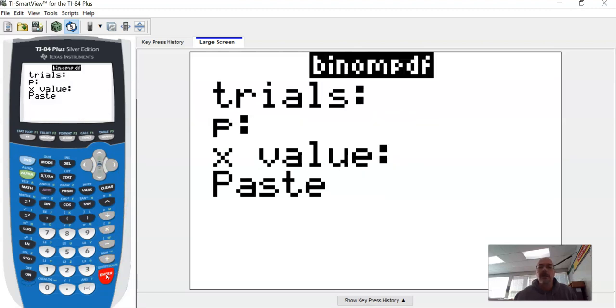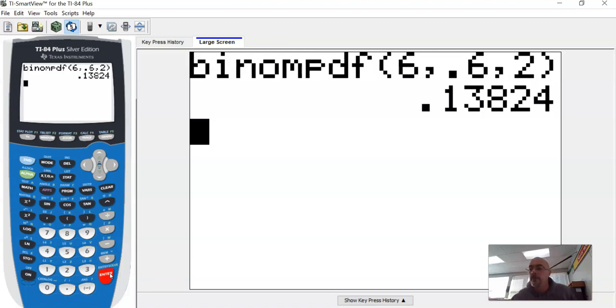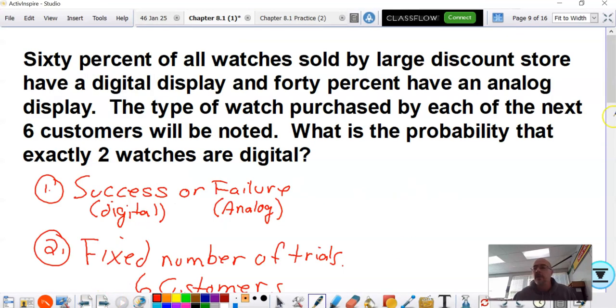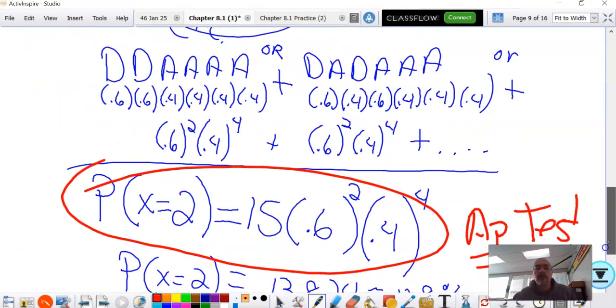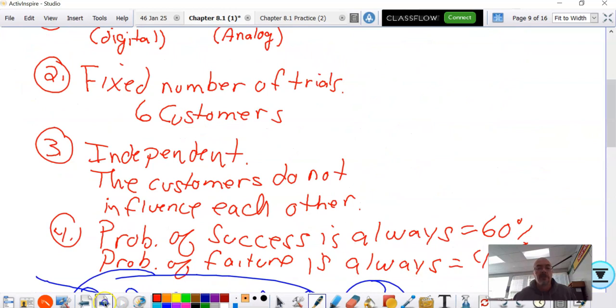All right, pick it. Number of trials, 6. Probability, 0.6. And the X value, number of successes. Paste. Look at there. 0.13824, and that is exactly, ladies and gentlemen, what we got when we did it by hand. Isn't that cool? I love this stuff.